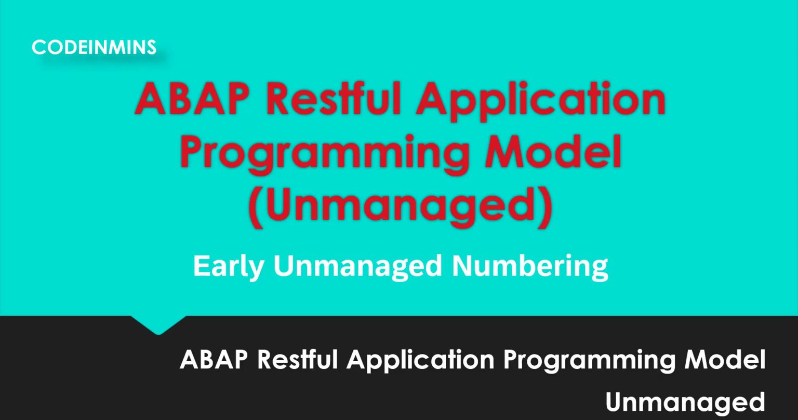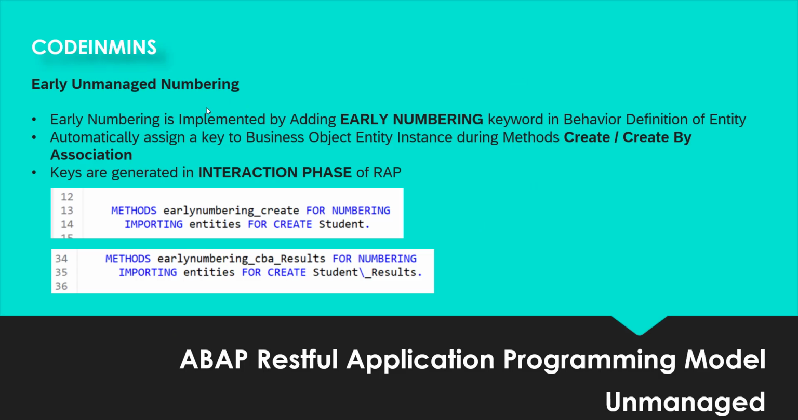So in this video, we are going to see how we can implement early unmanaged numbering and why we are seeing this video before the create operation. Because early numbering provides you a primary key, which will be used while creating a new record. At a very high level, early unmanaged numbering is mainly used to generate a key field for the record which you are creating using the unmanaged scenario.